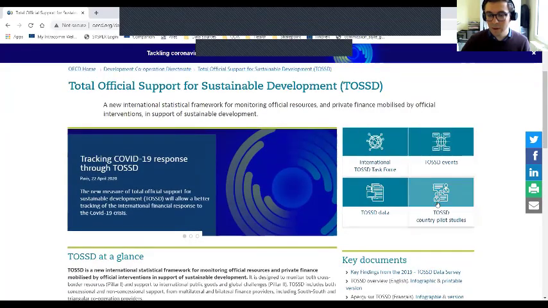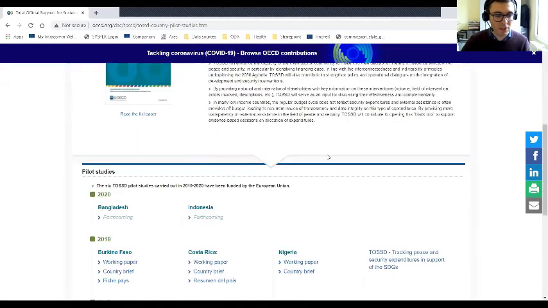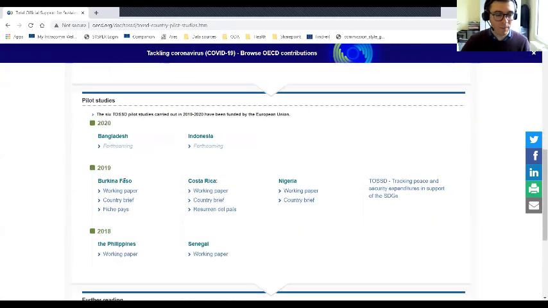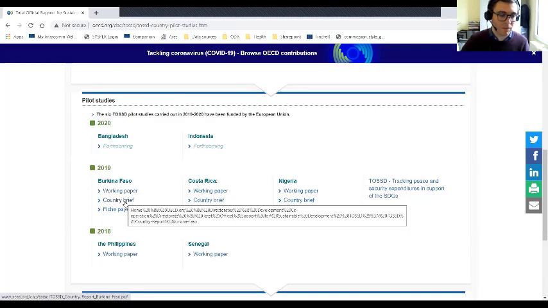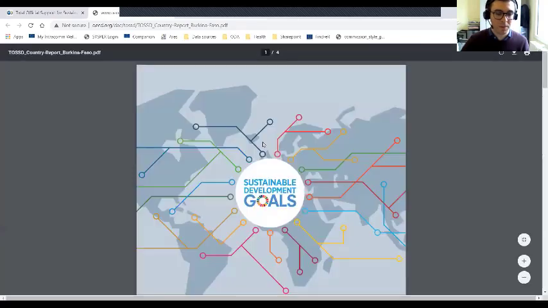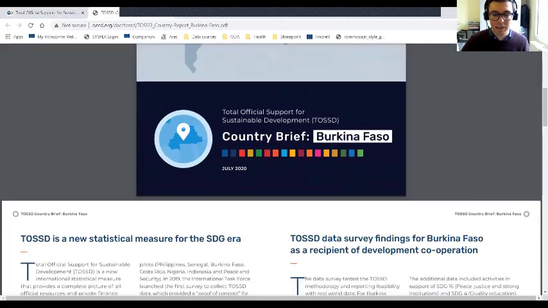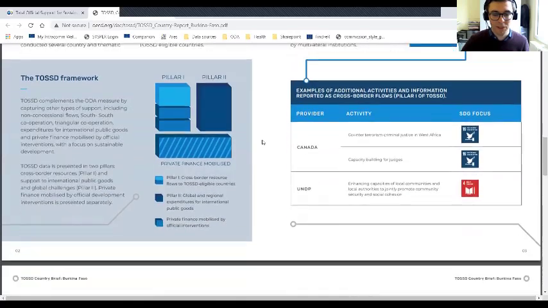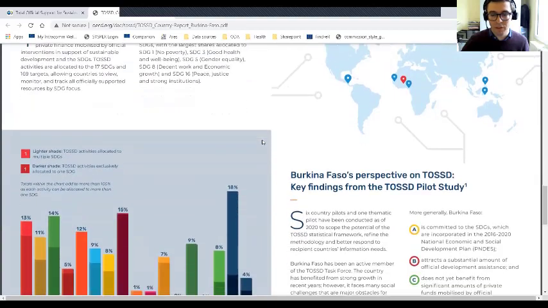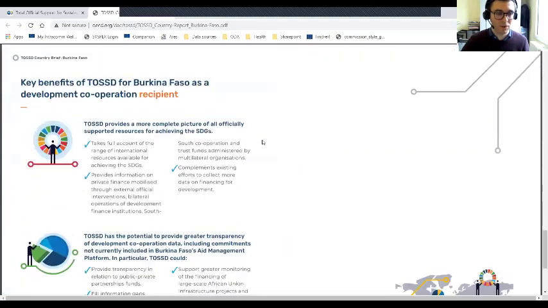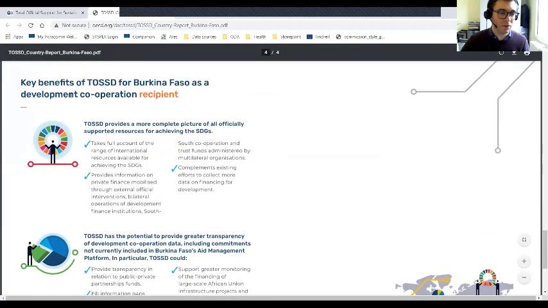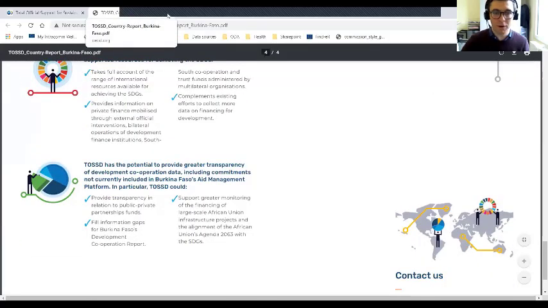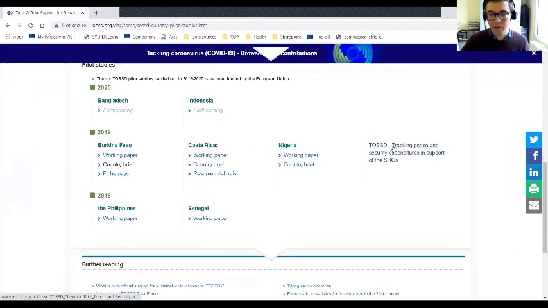Then we talked a bit about the TOSSD pilot studies. These you can find here. Per pilot study that has been conducted, you have the full working paper, which are quite long and dense documents. But for each of the more recent country studies, we have developed these country briefs, which are basically the visual elements that we've now been using in the slides as well. These contain all of the information on these different country pilots in a more presentable format. So this is what we talked about when we discussed Burkina Faso, the benefits of TOSSD for recipients. This is included here, and you have the same for the other countries. And here you also have it for the peace and security pilot.